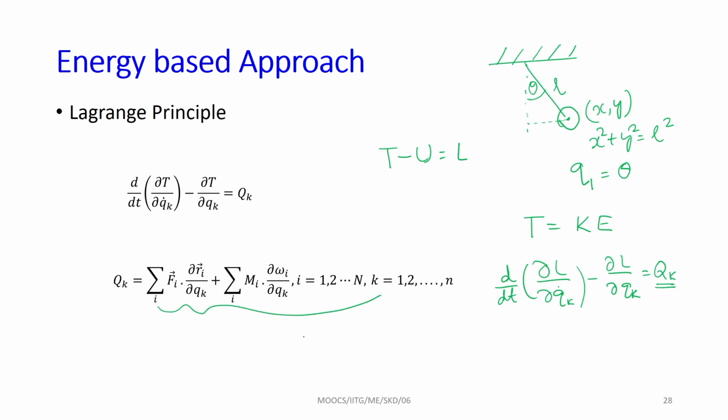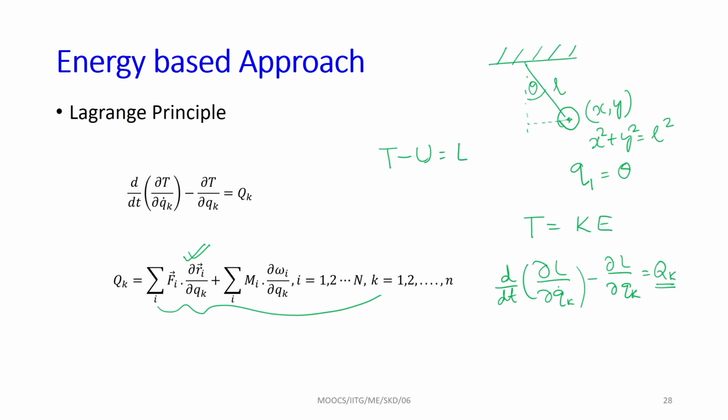If only force is there, then the first term only can be written. If both force and moment are acting on the system, then this moment term also can be written. So, capital Q k equal to summation f i dot del r i by del q k. What is r i? r i is the position vector. So, in this case the position vector of this mass can be written by using the r i. So, r i in this case will be equal to x i plus y j.